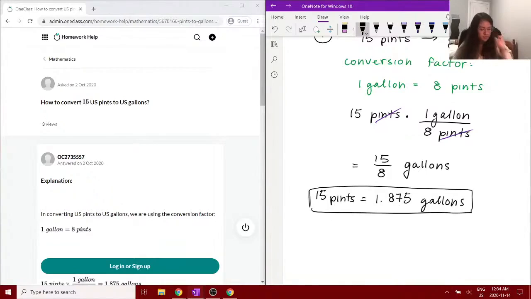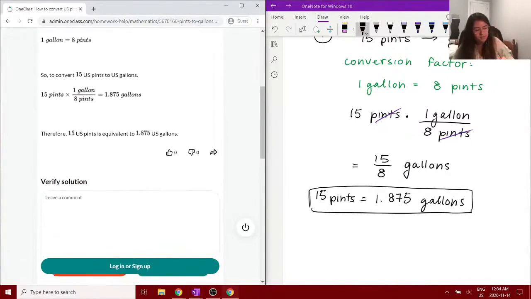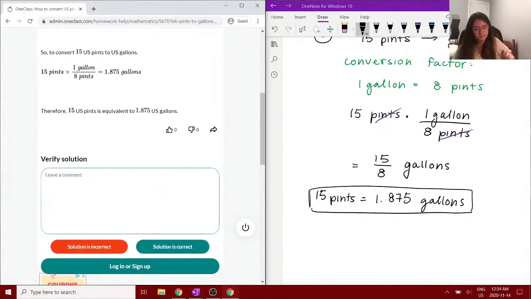All right, looking at the solution, we have the correct solution.